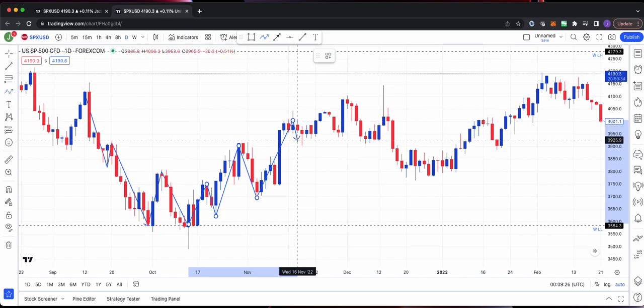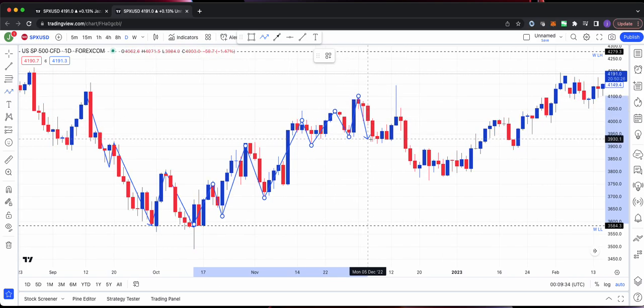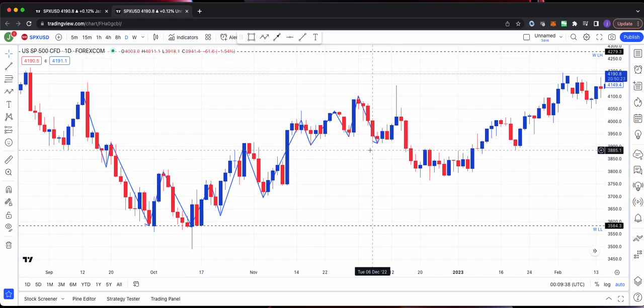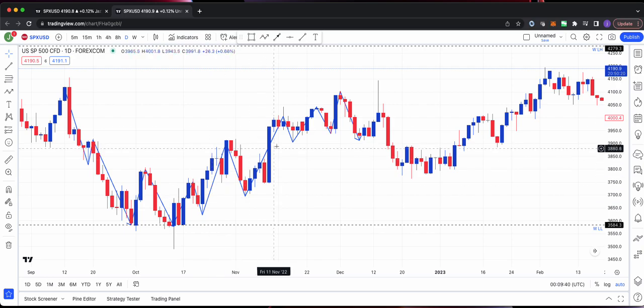What are we doing now? What are we making? Lower lows and lower highs, or are we making higher lows and higher highs? What are we doing now, guys? What do you guys think? Okay, I'm going to go up to this point. So what's happening here now?